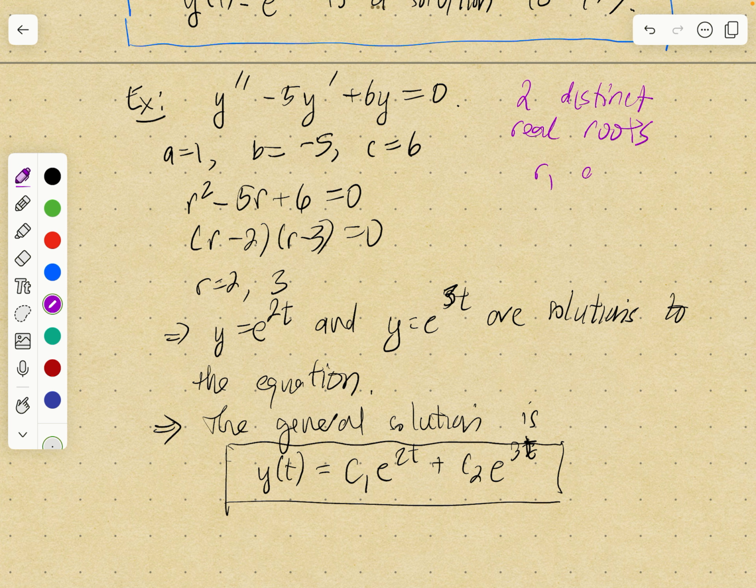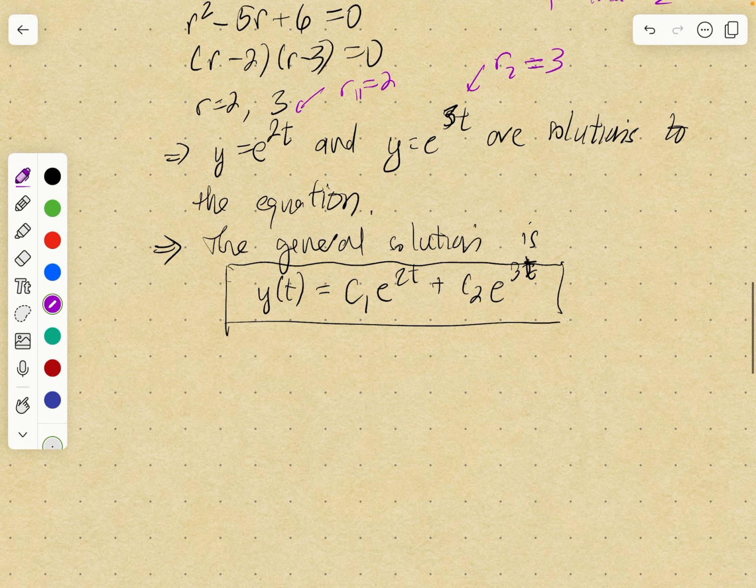So your r1 is going to be 2, your r2 is going to be 3, or it doesn't matter. Your r2 could be 3 and your r1 could be 2. Whatever. You take one root, you take another root, you call one of them r1, the other one r2, and then you get the solution out of it. So when you have two distinct roots to the quadratic equation, it's really easy.